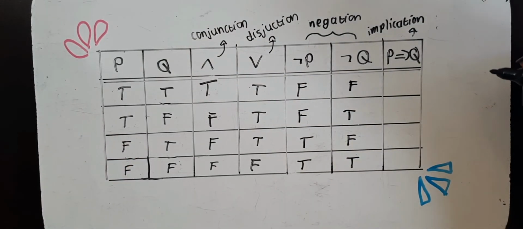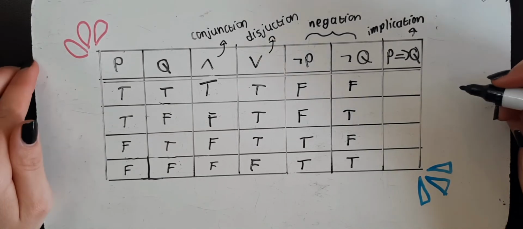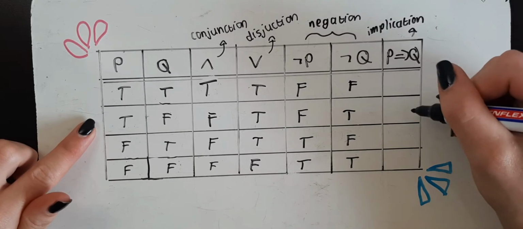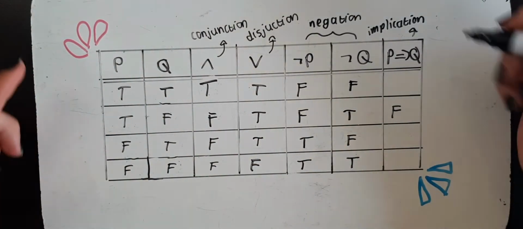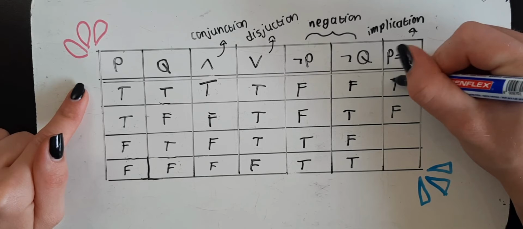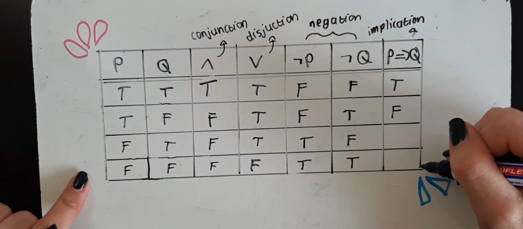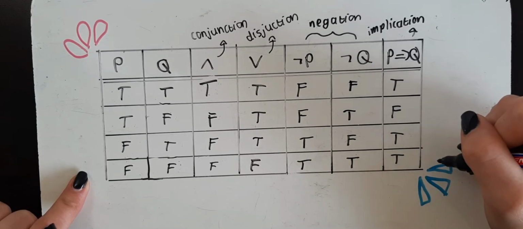Implications work as follows. They are always true, except for when we have a truth implying a false. So here we have a truth implying a false, so this one is false. A truth implying a truth will be true. A false implying a truth or a false implying a false will automatically be true because it is vacuously true.